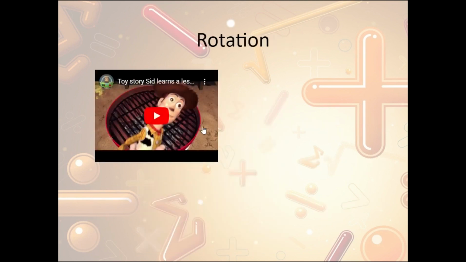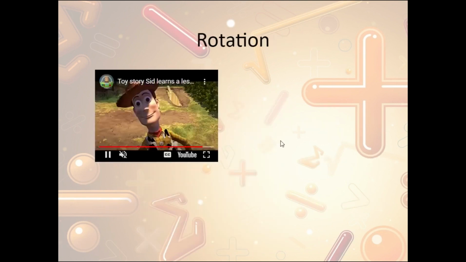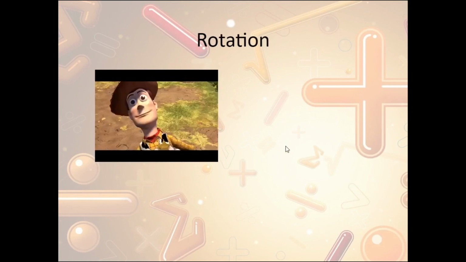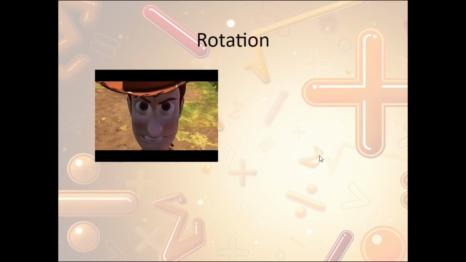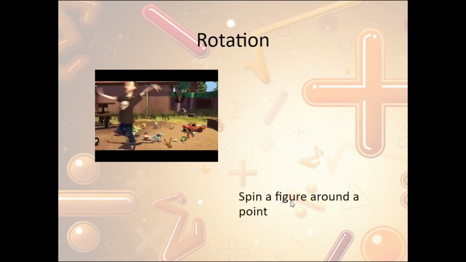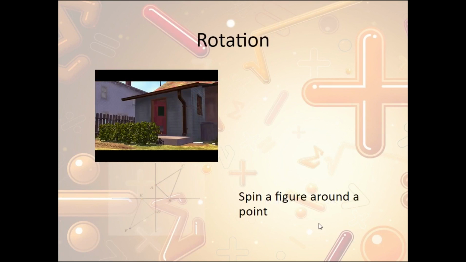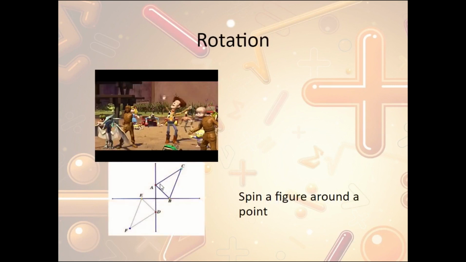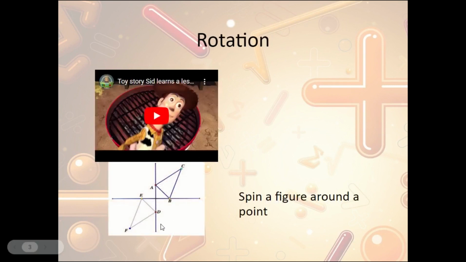Now, what is a rotation? A rotation looks like this. So we have Woody's head here, and it spins around. So rotations are spin movements. So it's a spin of a figure around a point. So we have a triangle here. If we were to spin it, it ends up being this triangle here.